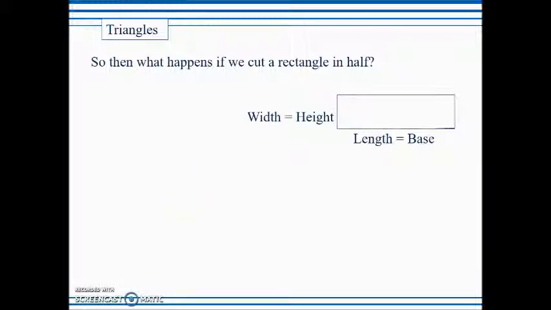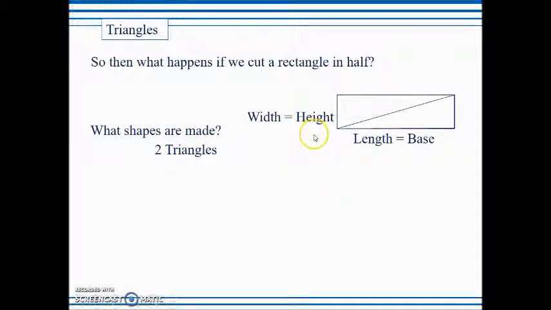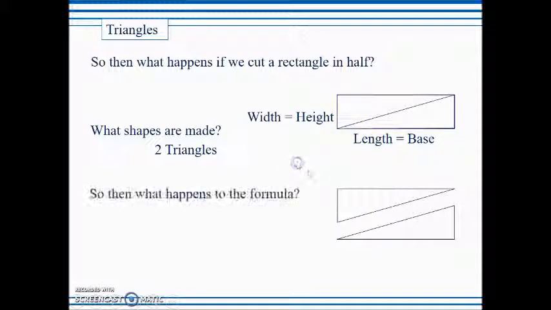Okay, so let's look at a rectangle. If we were to cut the rectangle in half, what would we form? We'd get two triangles. The two triangles make up the same area as one rectangle. So, what happens to the formula? Well, the formula for a rectangle is base times height. If we take the base times the height and we divide it by 2 because we've cut the area in half, we should have our new formula for a triangle.